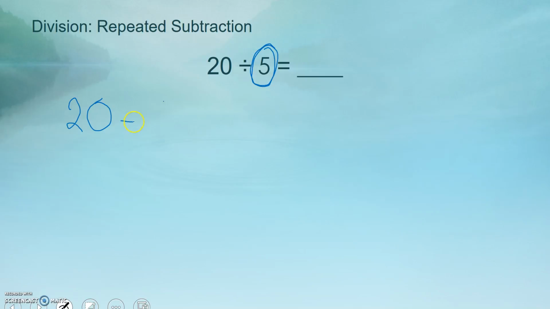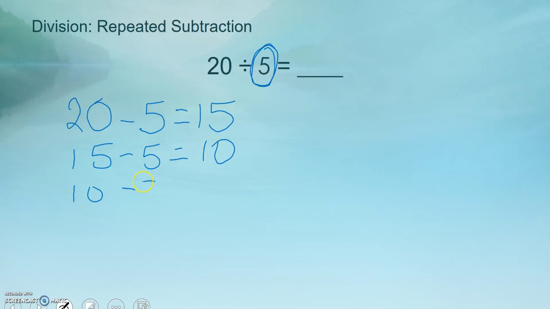So 20 minus 5 is 15. 15 minus 5 is 10. 10 minus 5 equals 5. And 5 minus 5 equals 0. Always remember to get to that 0. Sometimes we want to stop here, but we don't want to do that. We want to get to that 0.